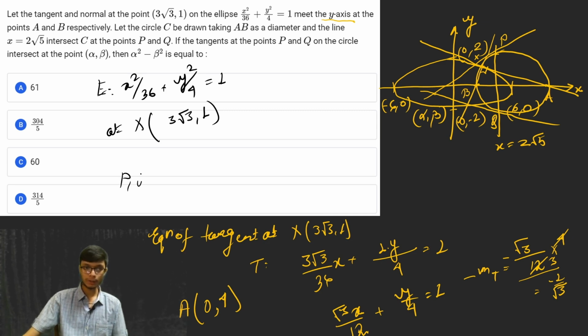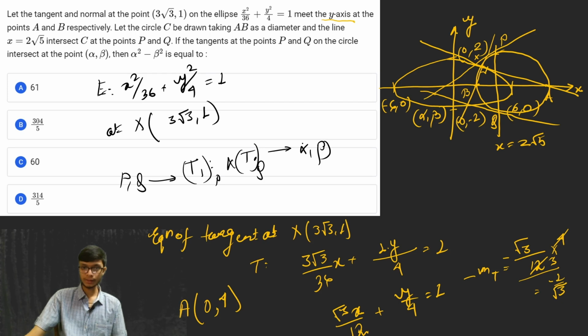Okay, so you've got the points P and Q. From there you will first find t1, the tangent at point P, and the tangent at point Q. Now they will intersect at the point alpha comma beta. I have already worked this out on my graph.